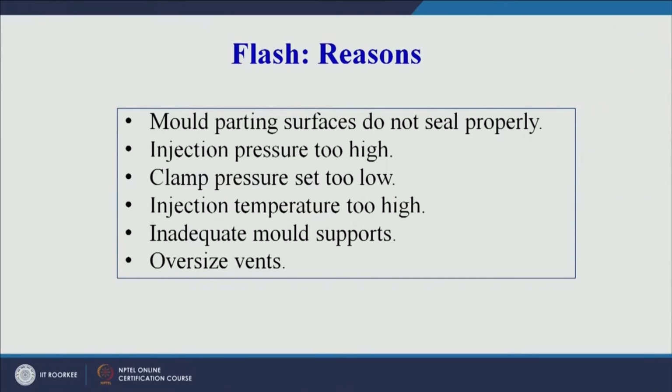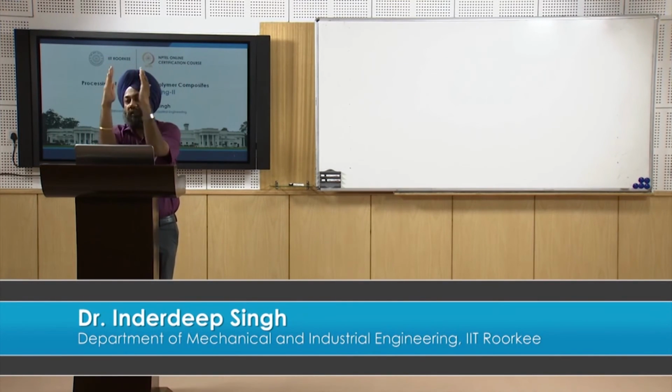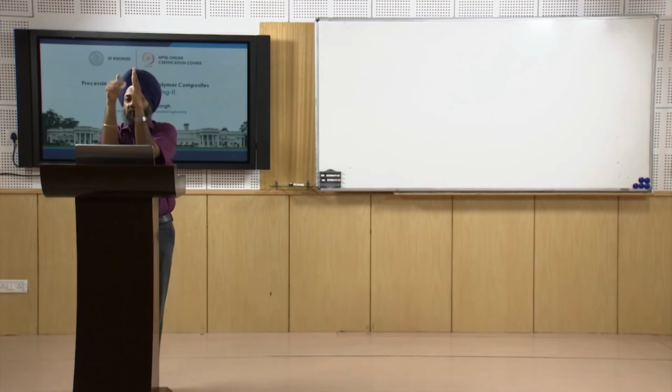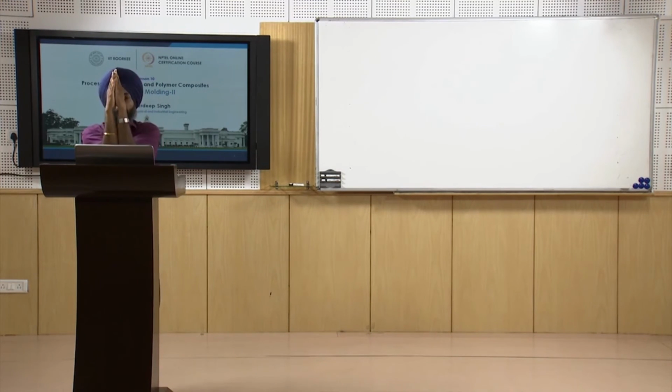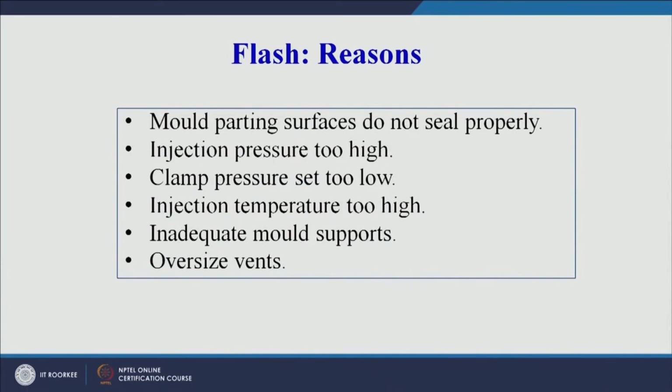So why does that flash happen? The reasons for flash are: mold parting surfaces do not seal properly. As you know, in the previous session we have seen one part of the mold is fixed, another is movable, which moves over the tie rod. When the two parts close, in between we have the mold cavity. Sometimes these parting surfaces do not seal properly, and when you inject the plastic at a very high pressure, the plastic material flows out of these parting lines and forms the flash. That is undesirable. Injection pressure is too high, I have already told.